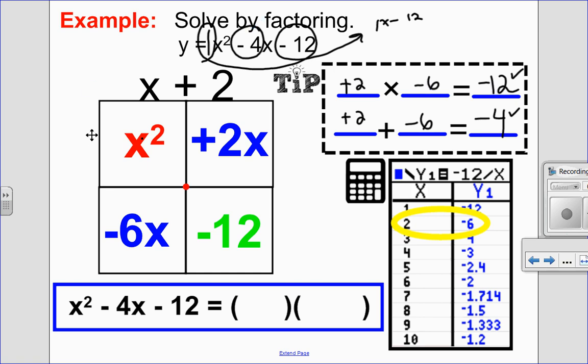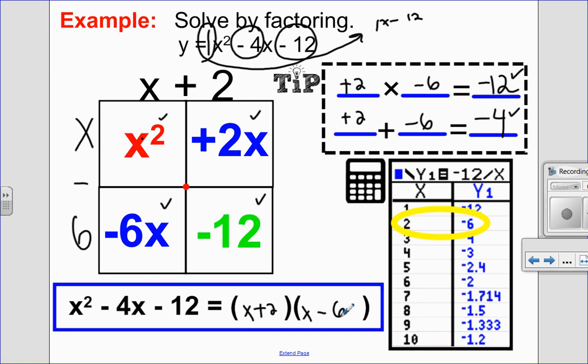Okay, so when I do this, x minus 6, I always do a quick check. x times x is x squared, 2 times x is 2x, x times negative 6, negative 6x, 2 times negative 6, negative 12, just to make sure that I'm right. Okay, so I now know that it factors as x plus 2, x minus 6.